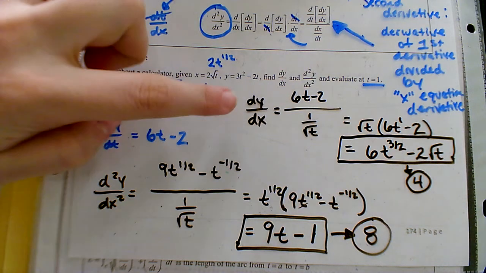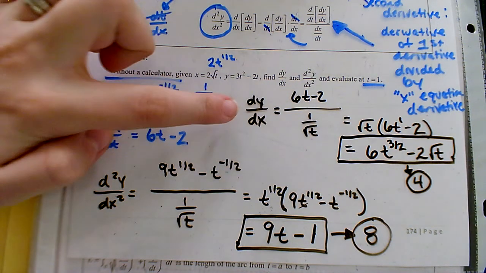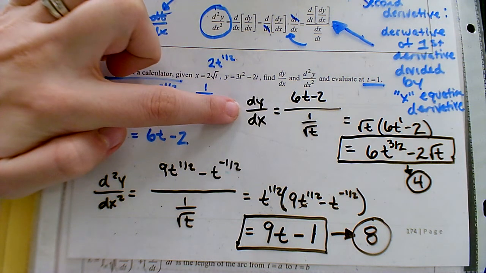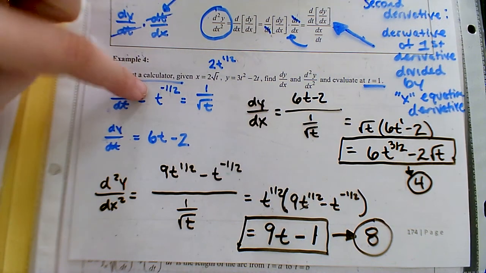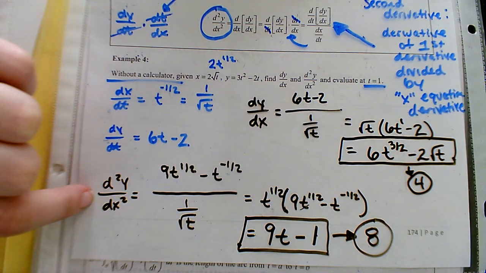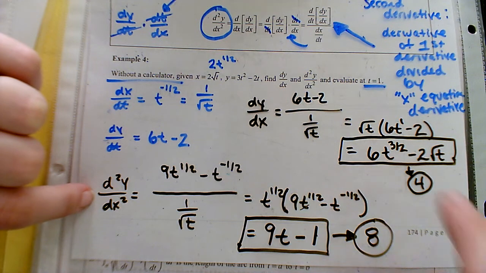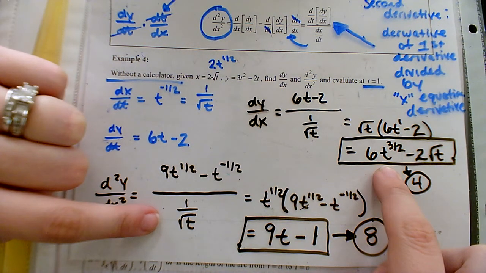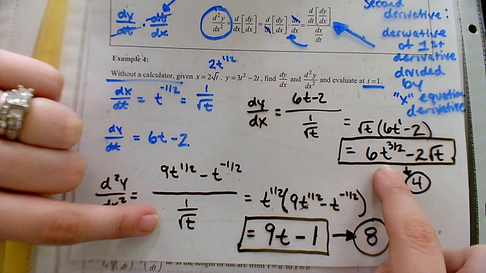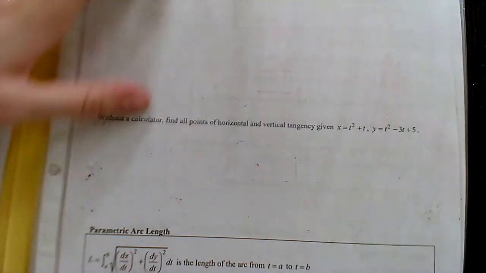All right, so moral of the story. For parametric functions, the first derivative is just as simple as taking the y derivative over the x, but the second derivative for parametric is a little bit more involved. You have to take the derivative of the first derivative you found, but then divide it by the x derivative. Okay? We're going to try another one.